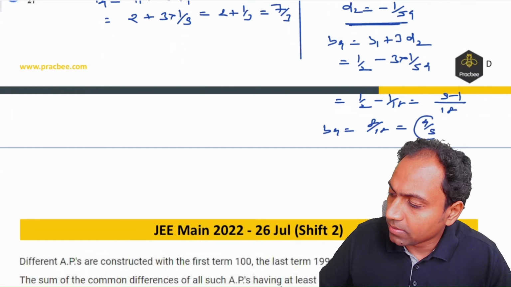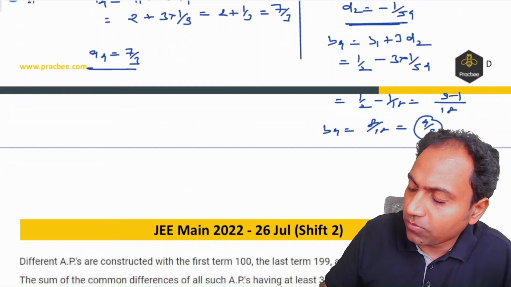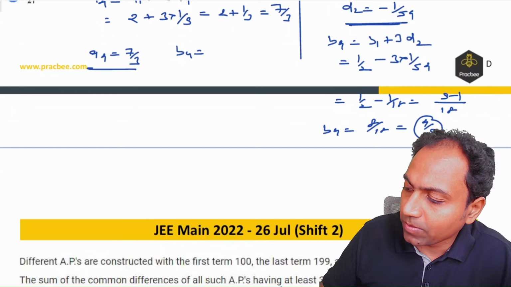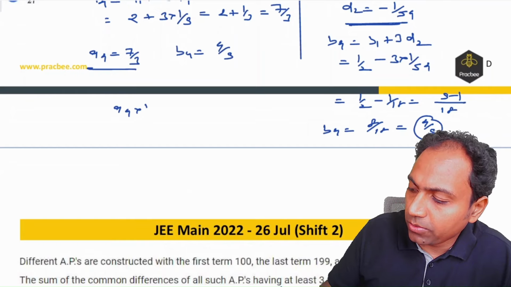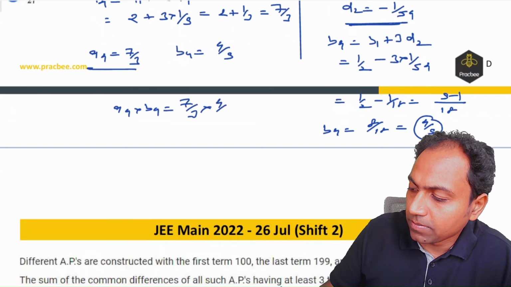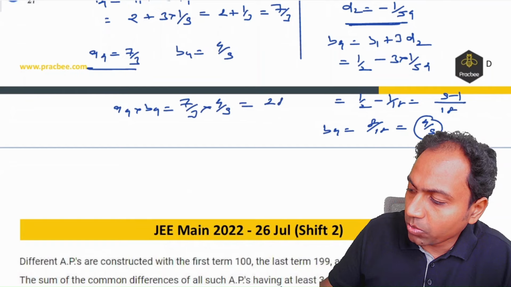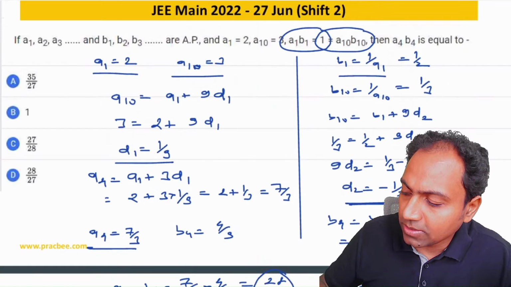So now your A4 was nothing but 7 by 3. Your B4 is coming out to be nothing but 4 by 9. So if I want to find A4 into B4, I can easily get it by multiplying them. And it comes out to be 28 by 27. And that, if I look into my options, is nothing but option D.